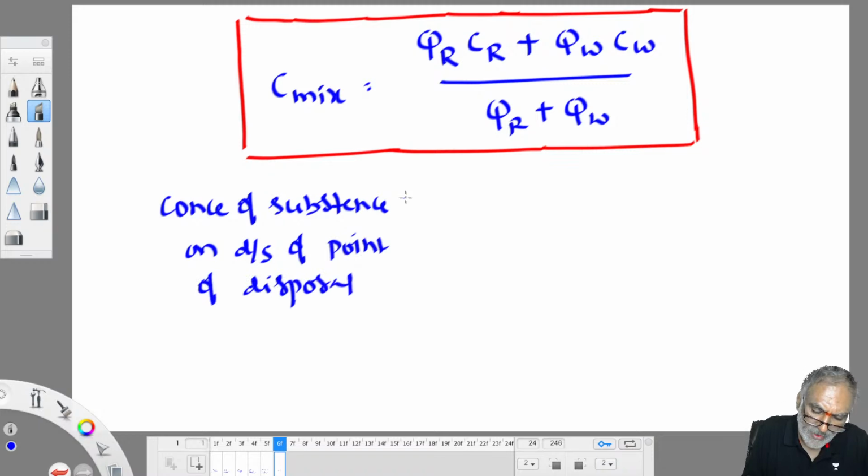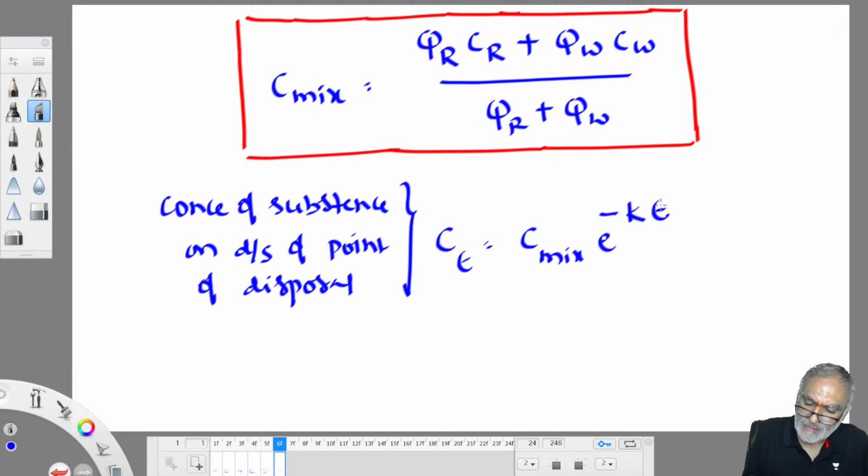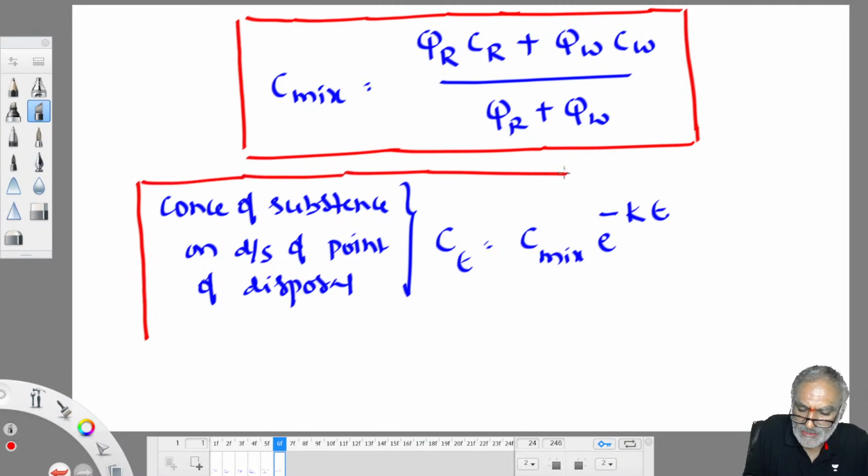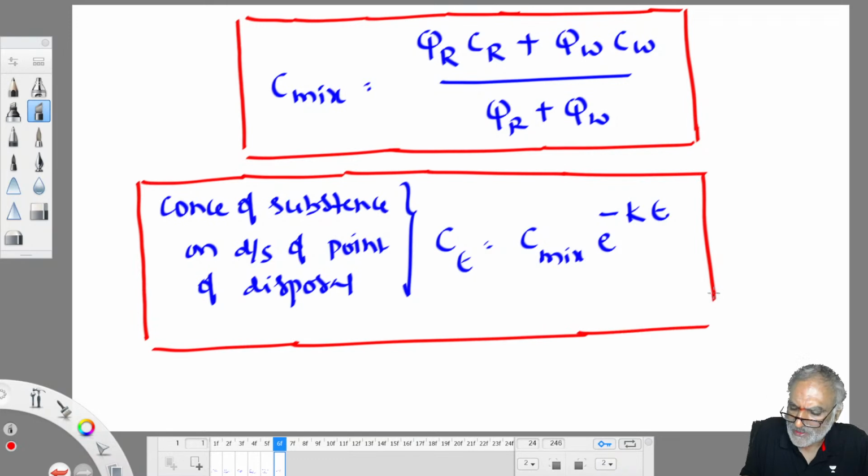On the downstream of the point of disposal, CT is equal to C mix multiplied by e power minus KT, since it exponentially decreases at the rate K. Based on these two equations, they keep on asking questions in both the GATE exam and the ESE exam especially.